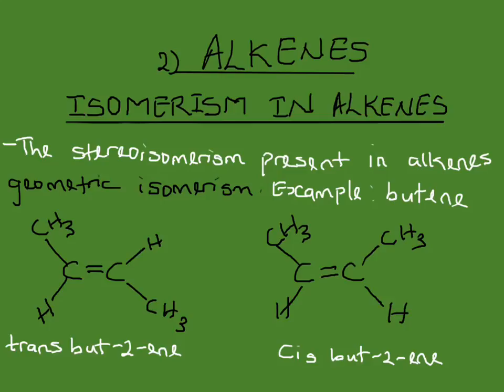As you can see from the example on the board, in trans-butene, that is the first one on your left, the methyl groups and hydrogen atoms lie on opposite planes, while in cis-butene, the methyl groups and hydrogen lie on the same plane.